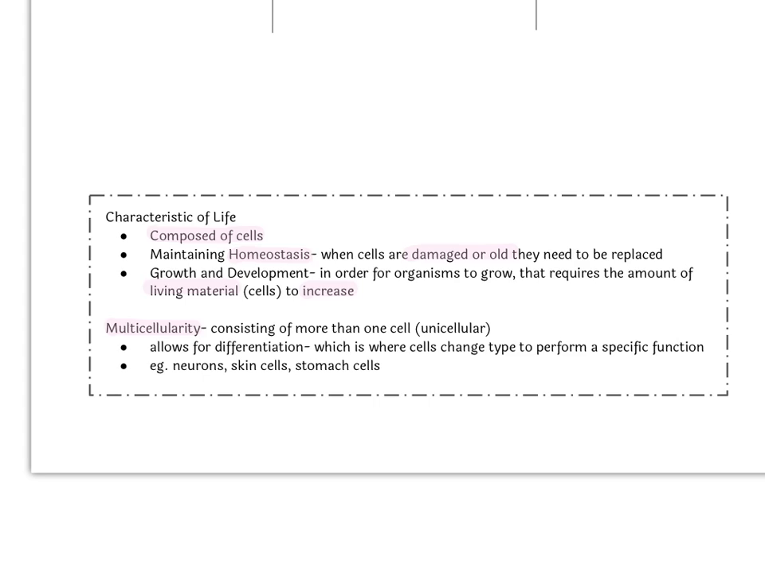And multicellularity allows for differentiation. Another really complex word, differentiation, just means being different. It's where cells change type to perform a specific function. So your body isn't just made of one cell. A lot of your groups of cells have different functions, like your neurons or your brain cells perform a completely different function than your skin cells or your stomach cells. They each have their own duties or functions to perform.